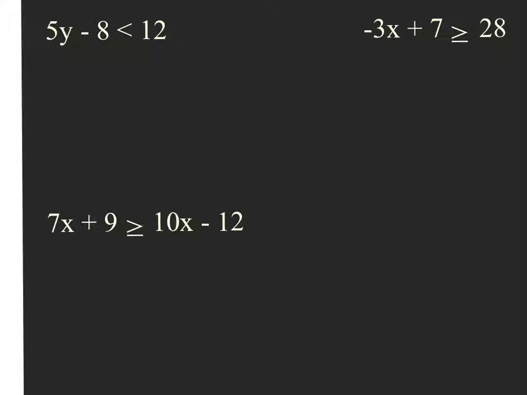So let's start with this first one. We're going to solve just like an equation, so I have to get rid of the 8. I add 8 to both sides. We have 5y is less than 20. Divide by 5 on both sides. Now notice I divided by a positive, so I'm not worried about switching the sign. So y is less than 4, and one thing you always have to remember to do is to graph these things. So I put a 4, open circle because it's just less than, and it's saying y is smaller, so I go to the left.